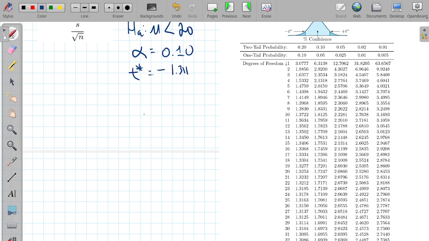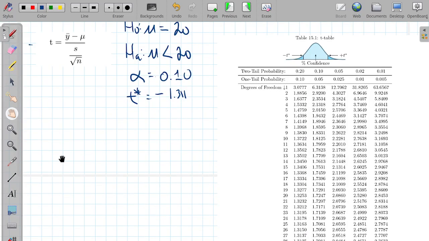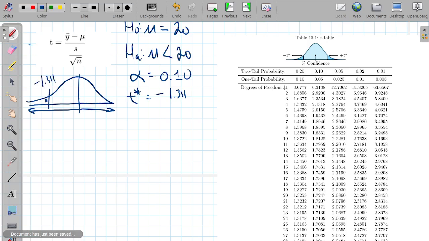So this is going to be negative 1.311. If we think about that for a minute, remember, it's the further you get out from the center. So if you're heading this way, which is your less than direction, a quick and dirty bell curve. Not only does significance increase as you go this way, significance increases as we go this way as well. So that's why we're using negative 1.311, and anything further out, in other words more negative, will be a rejection of the null hypothesis.